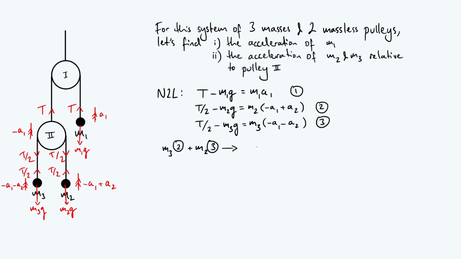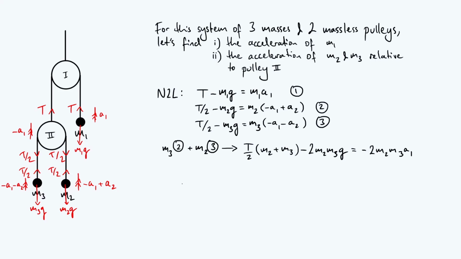That's going to give you a T term of T over 2 into m2 plus m3. This is going to turn into minus m3 m2 g. This is going to turn into minus m2 m3 g. Those are of course the same thing. So we've got minus 2 m2 m3 g on the left, and that is going to be equal to, for the same reason, minus 2 m2 m3 a1. The m2 m3 a2 terms are going to cancel because they have opposite signs.